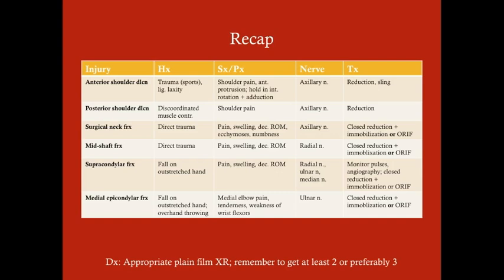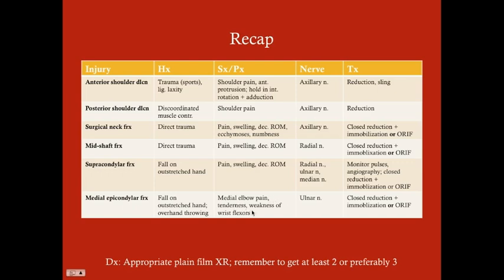And then finally, the medial epicondylar fracture. The history is going to be a fall on an outstretched hand or some vigorous motion of the forearm flexors, so like overhand throwing. Again, this is something that's more commonly seen in kids. And the symptoms here are going to be a little bit less dramatic: medial elbow pain, tenderness right over the medial epicondyle. Remember that the medial epicondyle, that's your funny bone, so you kind of know where to press.